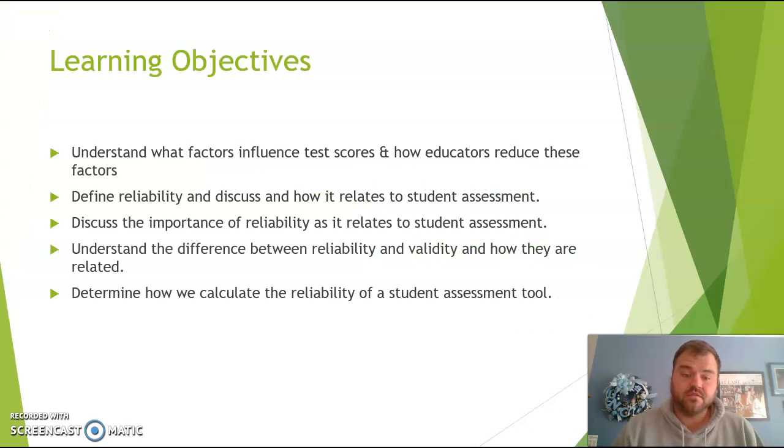So today's learning objectives: first, we'll be talking about and understanding what factors influence test scores and how educators reduce these factors; define reliability and discuss how it relates to student assessment; discuss the importance of reliability as it relates to student assessment; understand the difference between reliability and validity and how they are related; as well as determine how we calculate the reliability of a student assessment tool.